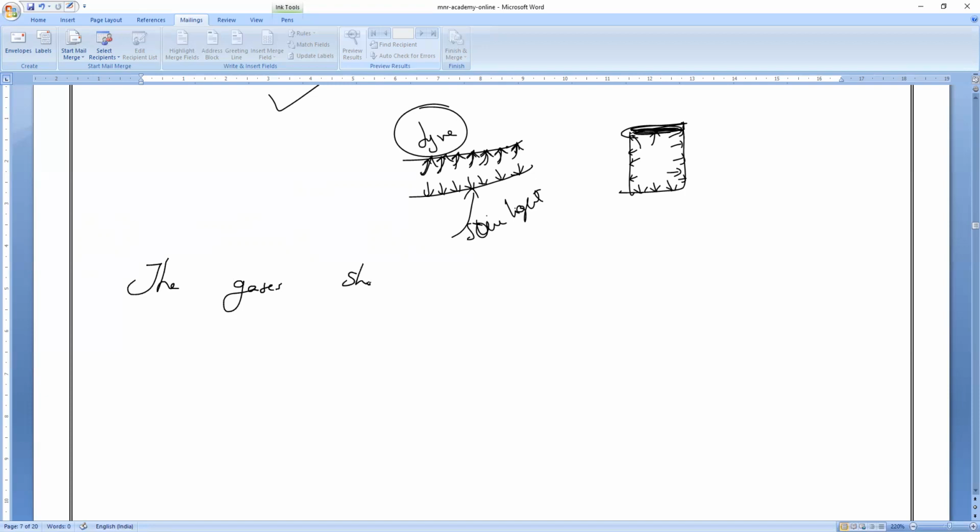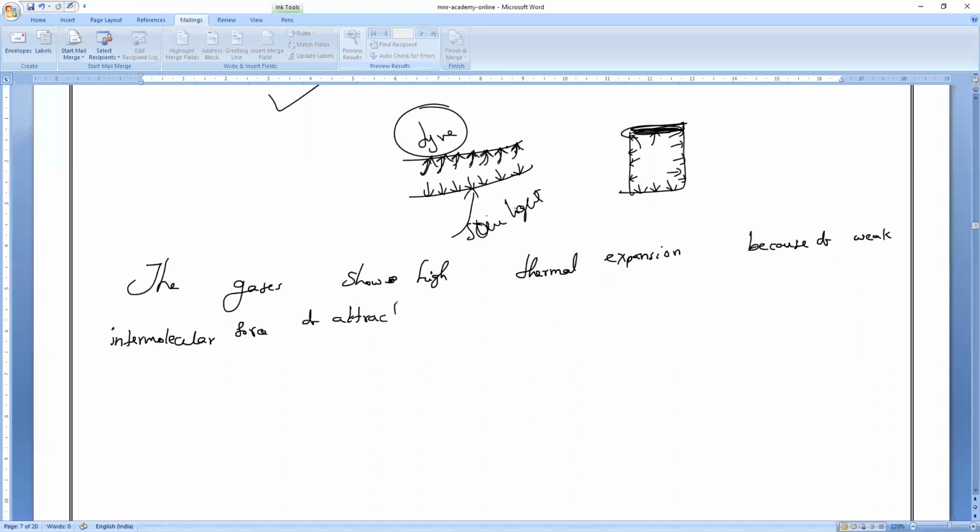Gases show high thermal expansion. What is the reason, everybody? Because of weak something. What is that? Weak intermolecular force, the force of attraction. Understand? There is almost no force of attraction in gases.